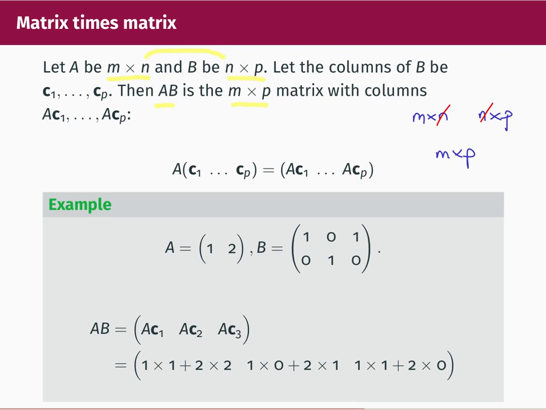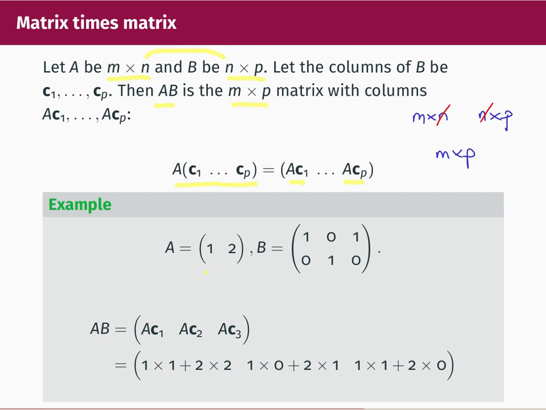Okay, so our definition was that AB was the m by p matrix whose columns were AC1 up to ACP, where the C's were the columns of B. So you could draw this in a particular way. A times the matrix whose columns are C1 up to CP is the matrix whose first column is AC1 and whose next column is AC2, all the way across to the final column being ACP. So let's see this in an example.